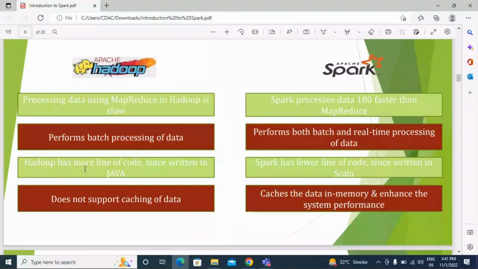Then, Hadoop has more lines of code since it is written in Java. If you have done your MapReduce program, how many lines of code did we write for word count? Can anyone tell me?